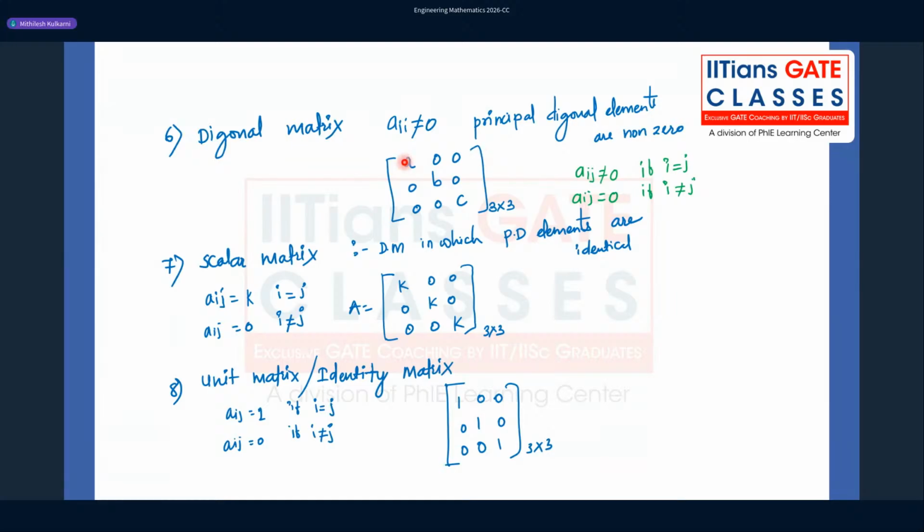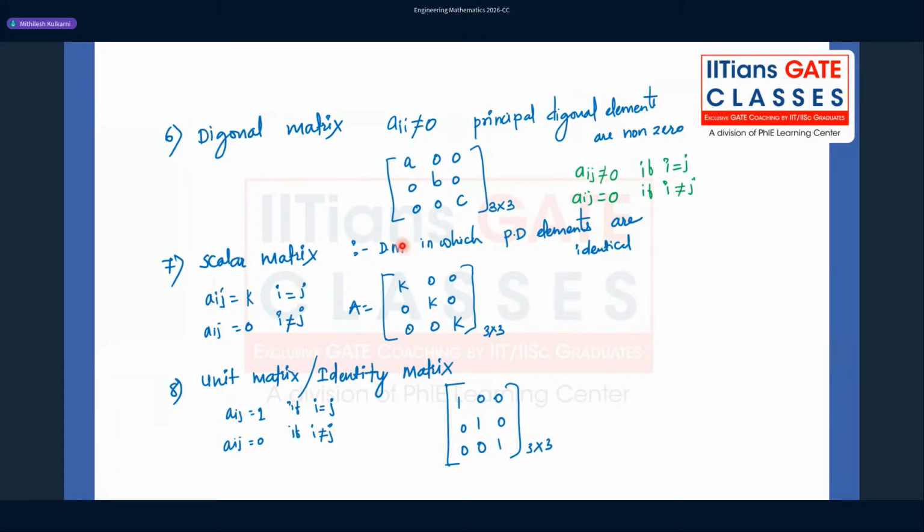Okay, so principal diagonal exists only in a square matrix, and a diagonal matrix has to be a square matrix first of all, and the non-diagonal elements are zero and diagonal elements are non-zero, then we call it a diagonal matrix. A diagonal matrix can be a scalar matrix.